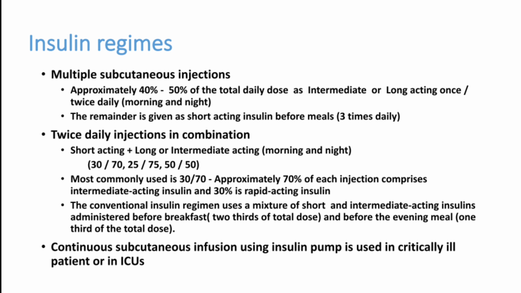So when we have a 30-70 insulin, that means 30% regular insulin and 70% NPH or any other long-acting insulin.